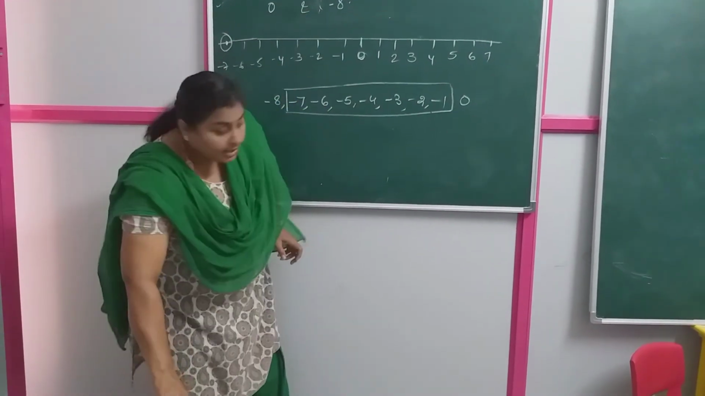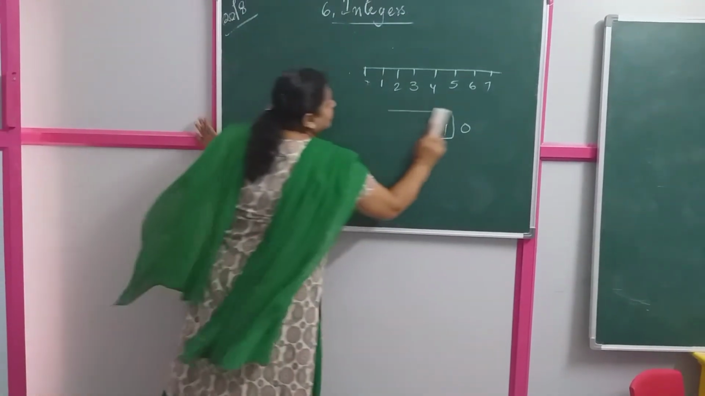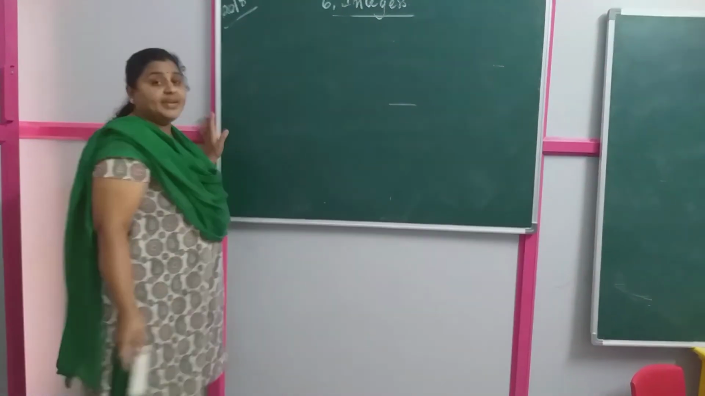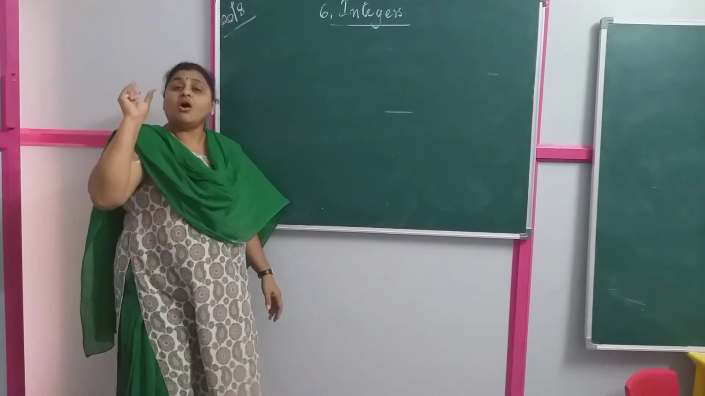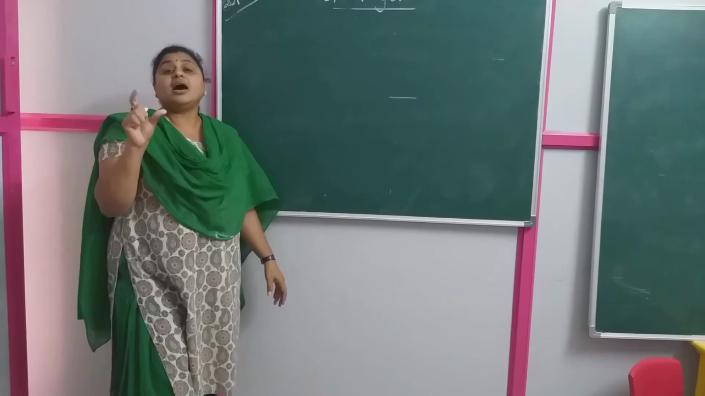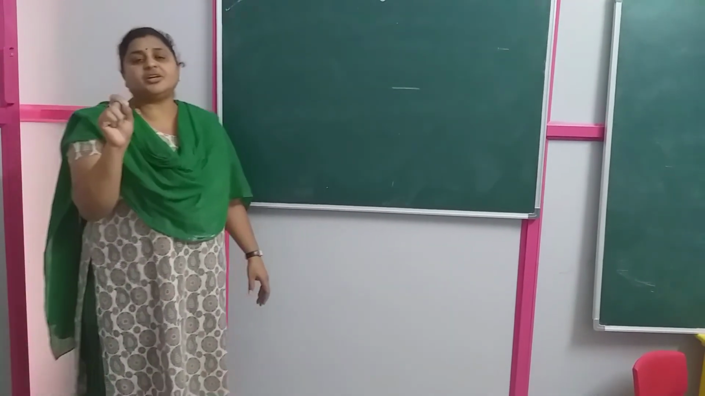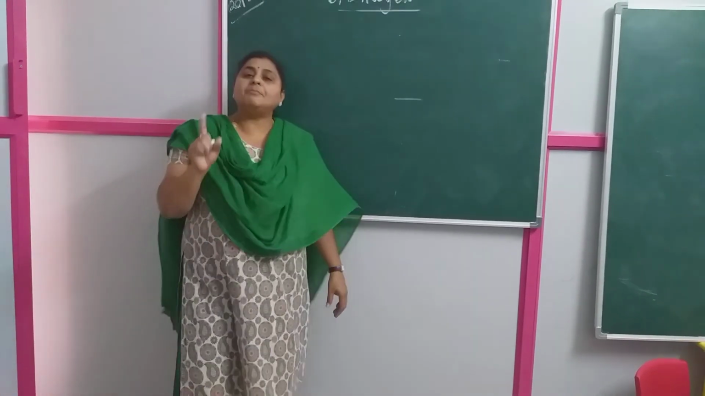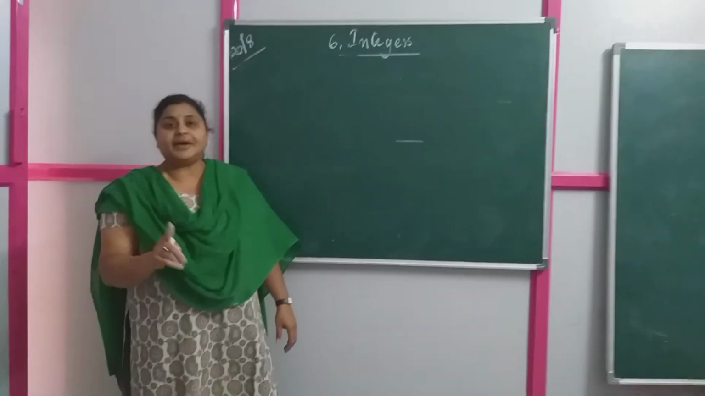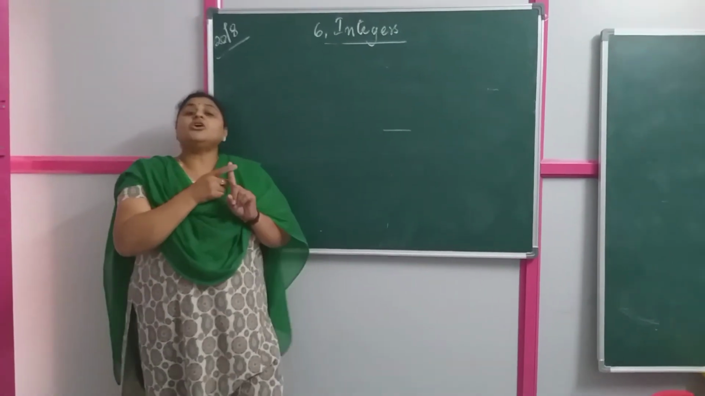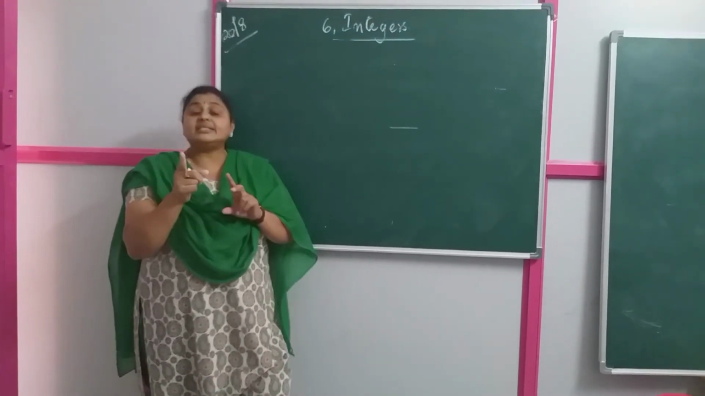Next, what did I say? Always 0 is greater than the negative integers and less than the positive integers. And all negative integers are less than the positive integers. Listen to the rules, children. When you have to compare integers, you have to keep all these rules in mind. What is the first one? 0 is greater than negative integers and less than positive integers.